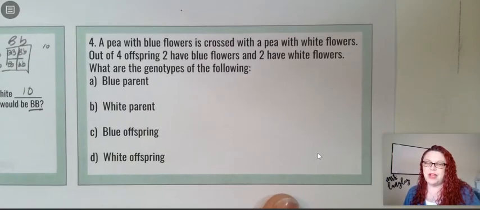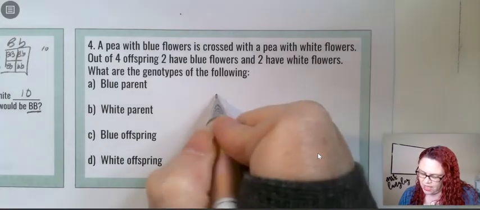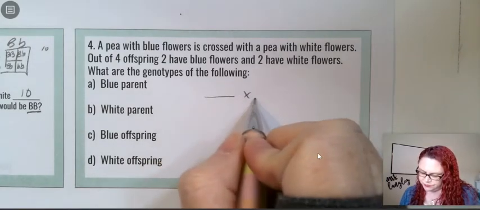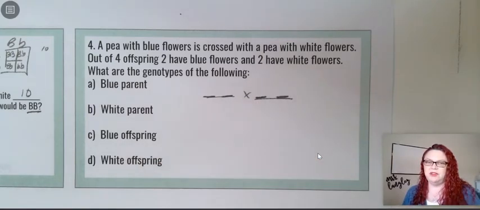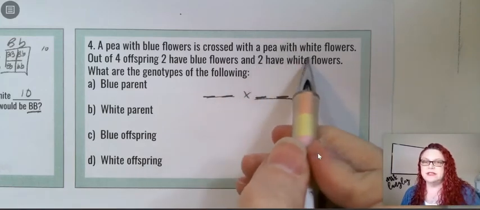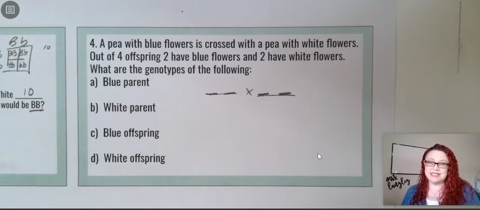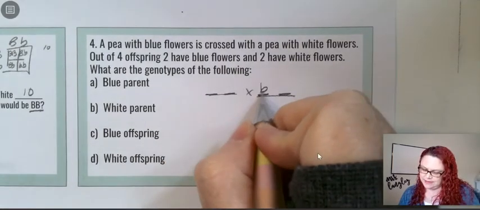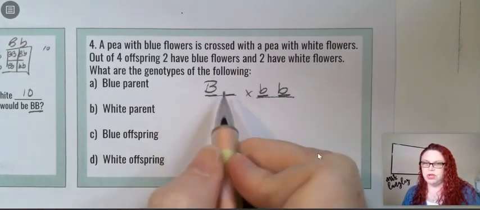A pea plant with blue flowers is crossed with a pea plant with white flowers. Okay, so let's start with that. I know I have 2 parents. Each of them has 2 alleles, and I have to figure out what they are. So I know that white is recessive. If I have a parent that's white, that means it has to be homozygous recessive because otherwise I wouldn't see that trait. So this parent has to be the 2 little b's, homozygous recessive. The other parent is blue, and blue is dominant, so I know I have 1 of those, but I don't know what's here.